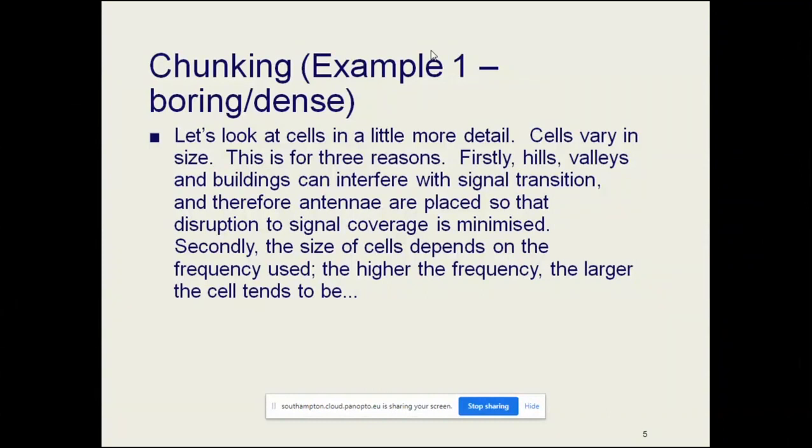Let's look at cells in a little more detail. Cells vary in size. This is for 3 reasons. Firstly, hills, valleys and buildings can interfere with signal transition and therefore antennae are placed so that disruption to the signal coverage is minimised. Secondly, the size of the cells depends on the frequency used. The higher the frequency, the larger the cell tends to be.